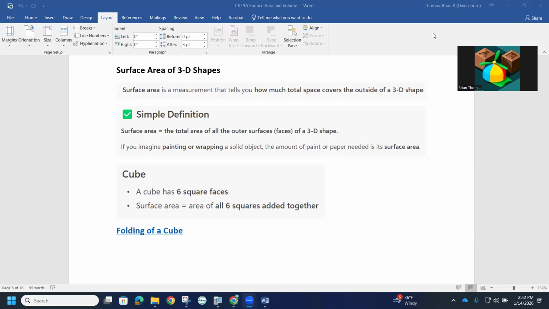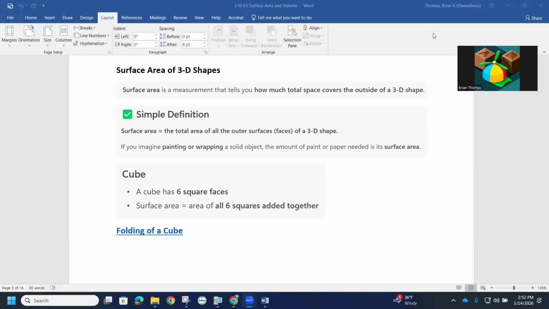So as we move into the surface area of 3D shapes, remember we just went over different types of shapes. Notice the shapes take on this 3D dimension. They have length, width, and depth or height. So basically they can hold stuff.